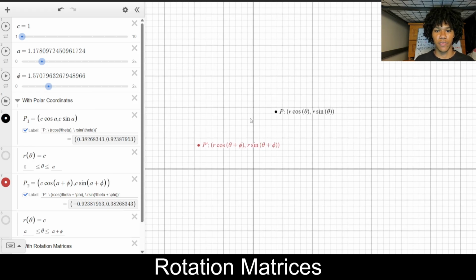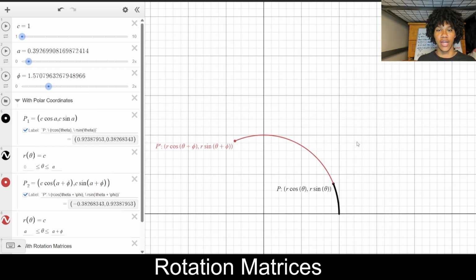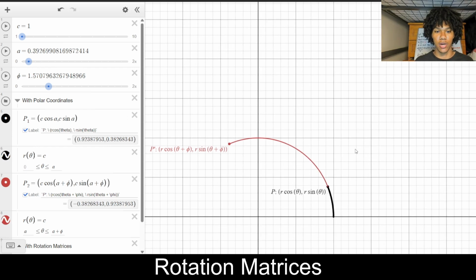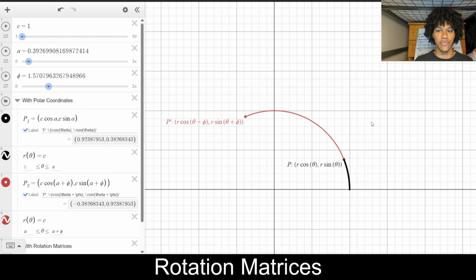The question is, can we find a general solution for getting the coordinates of a point that results from rotation about the origin? The thing is, we can actually do that. And today we're going to talk about rotation matrices. These are matrices such that you can multiply one by a vector, which is basically another matrix, which represents our point. And the result of that multiplication will be another point that represents rotation about the origin.